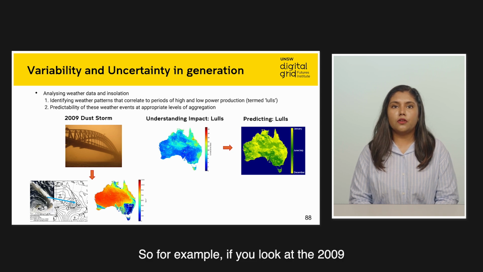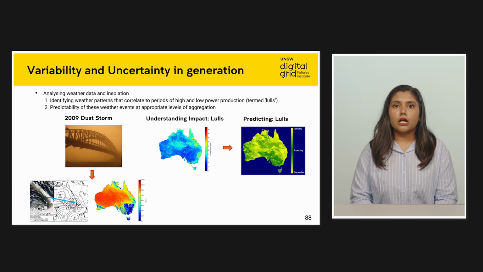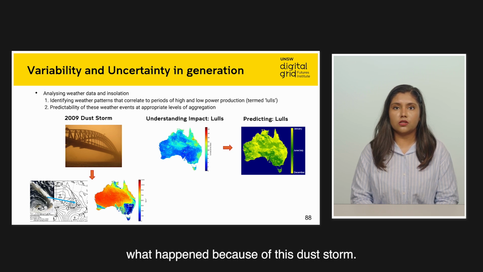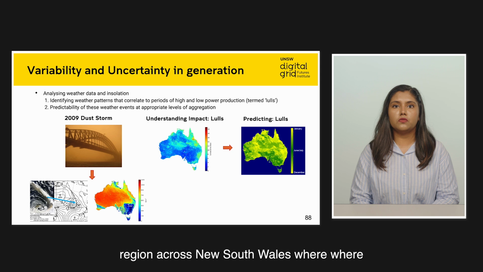So for example, if you look at the 2009 dust storm, this was a massive event where we had a very low amount of generation, and it existed for a few days actually. So we tried to understand what happened because of this dust storm. We could see that there was a huge lull because of this dust storm, and there was this region across New South Wales where there was very low insolation.